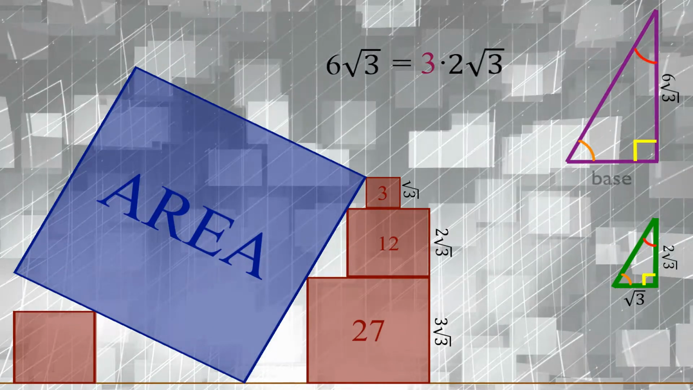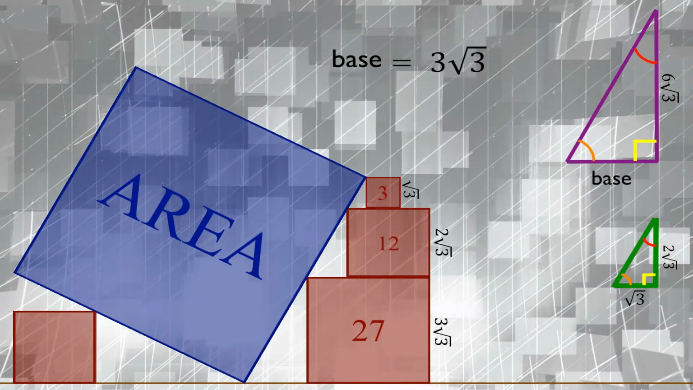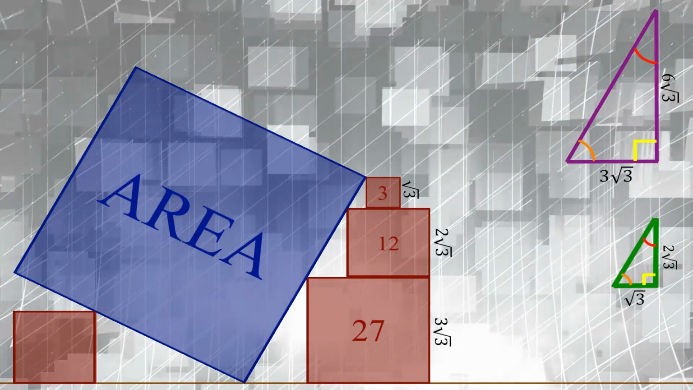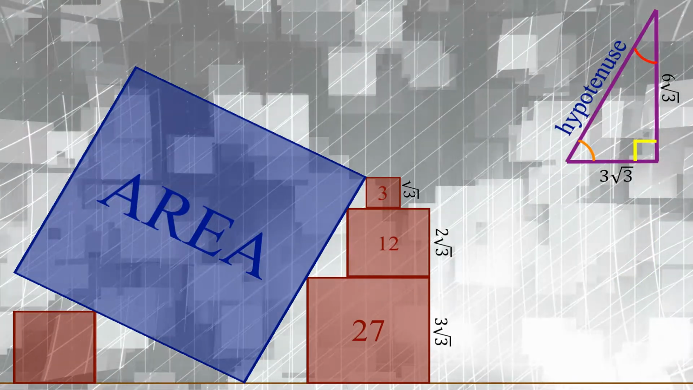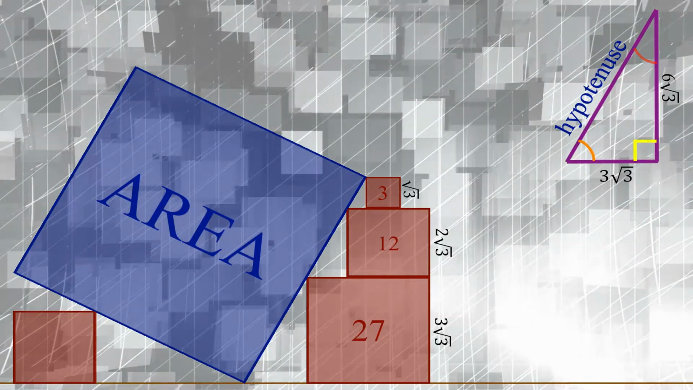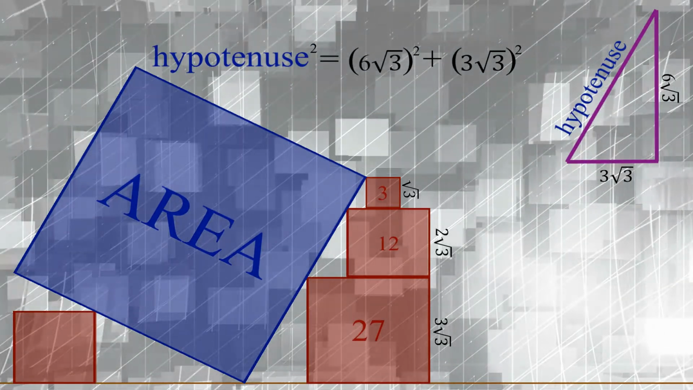So the base of the purple triangle must be 3 times as long as the base of the green triangle, so the base of the purple triangle is 3 root 3. And now that we know the length of the legs of the purple right triangle, we can use the Pythagorean theorem to relate together the sum of the squares of those lengths with the square of the length of the hypotenuse. Informally, a squared plus b squared equals c squared.